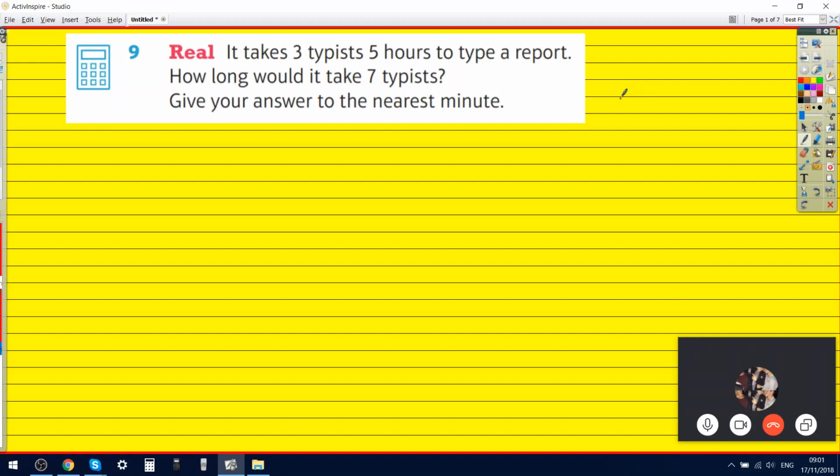Okay, so I think I need to find how many hours it would take one typist. One typist is like 15 hours, I think. Well, I think the seven typists is 15 divided by seven. And it's a calculator question. They say to the nearest minute.